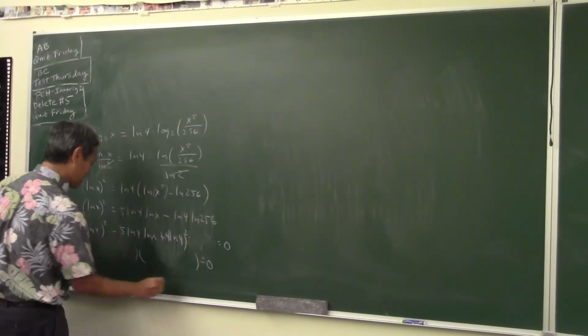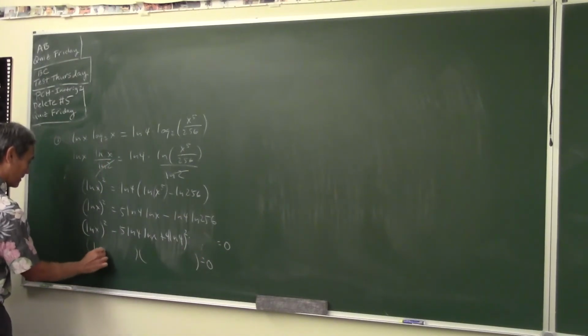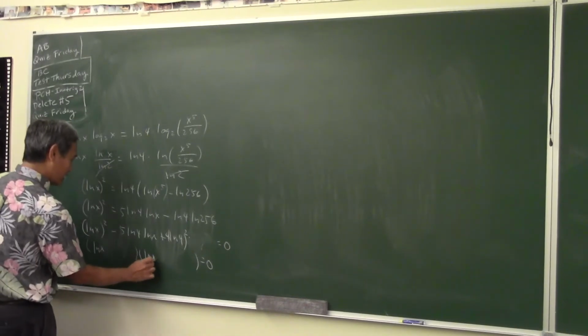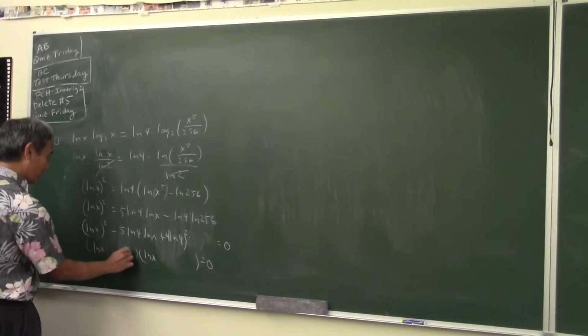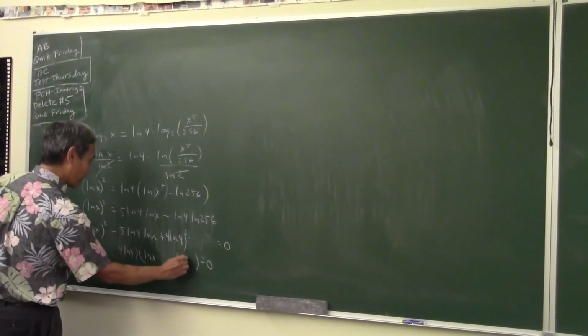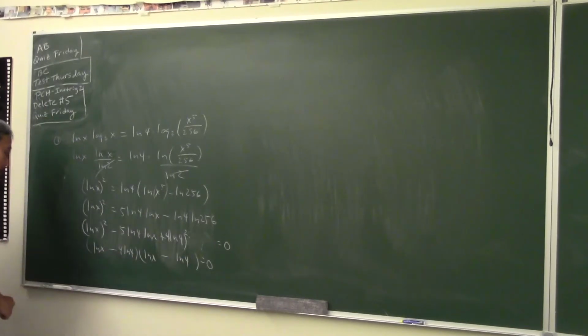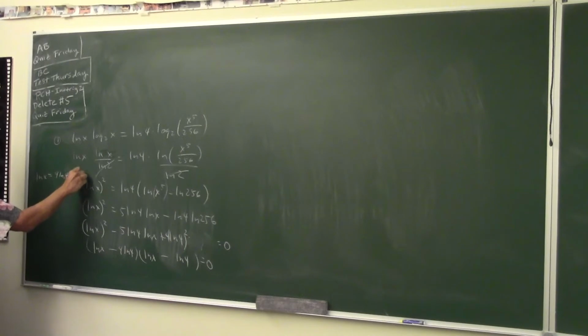So we're going to factor this like a quadratic. It has quadratic form: natural log x minus 4 ln 4 and natural log x minus ln 4. It factors very nicely. So therefore, natural log x is equal to either 4 natural log 4 or natural log 4.